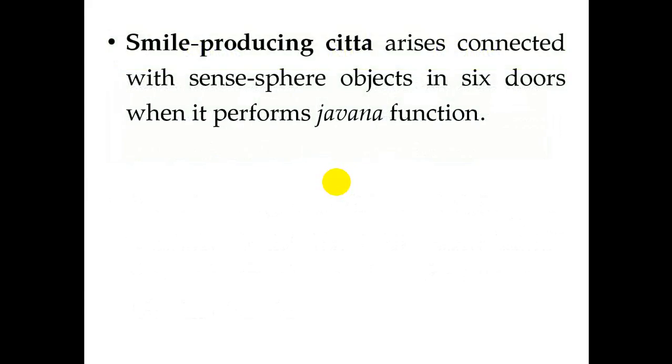Regarding the smile producing Cittas, they arise connected with sense sphere objects in the 6 sense doors, when performing the jhana function. As you all know, the smile producing Citta is among the jhana Cittas, right? We have 55 jhana Cittas. Smile producing consciousness is among them, right?